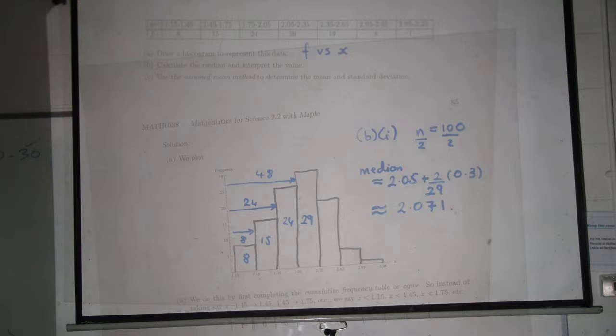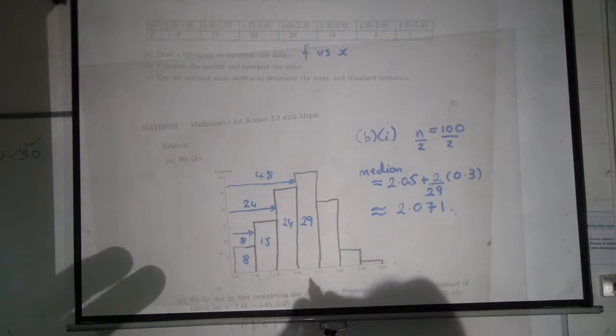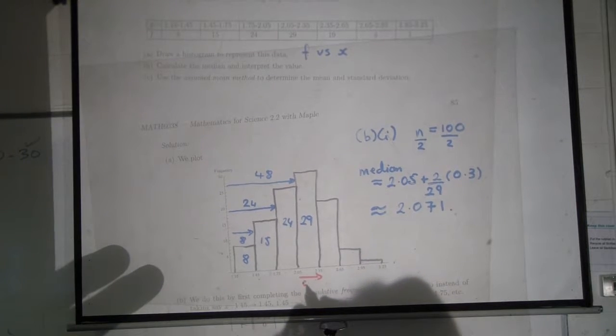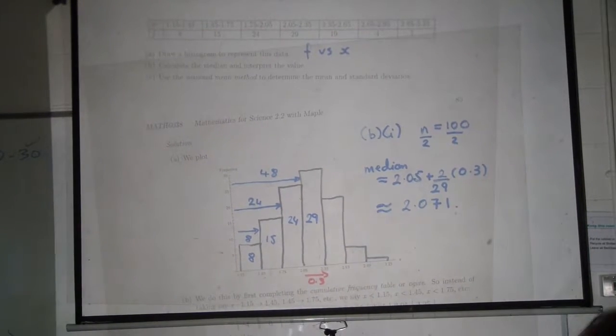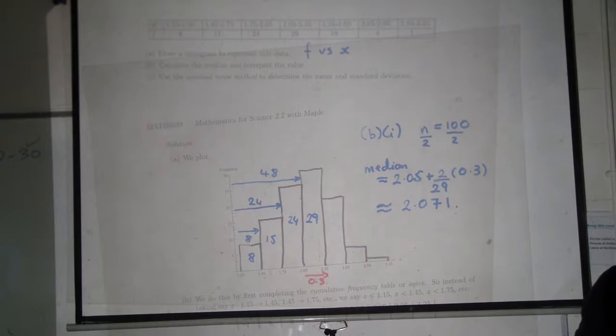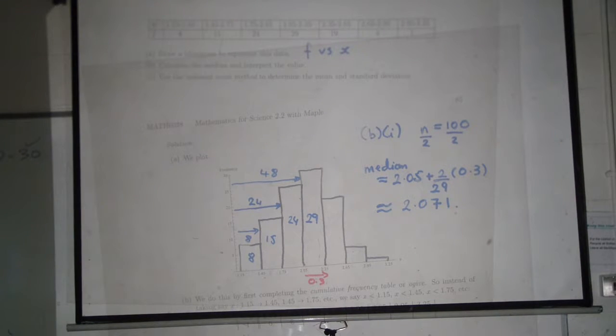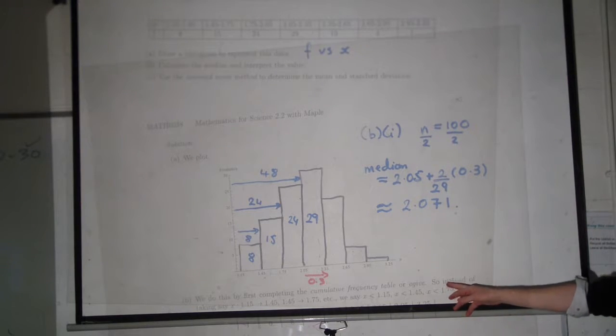The 0.3 is the width across. I'm going to show you that there. So the distance across is 0.3. You want to take a fraction of that. You want to take 2 out of the 29. Now this formula isn't written down. You have to understand what you're doing. If you can't get your head around that, you do the ogive.